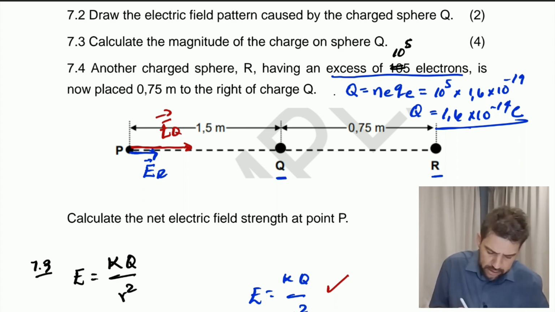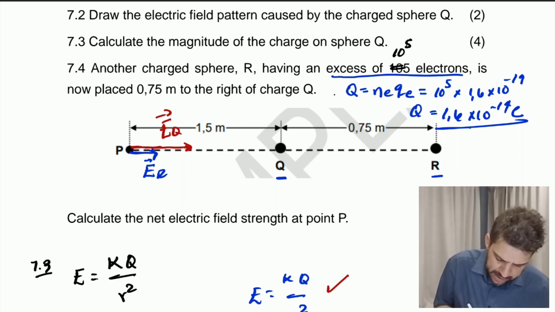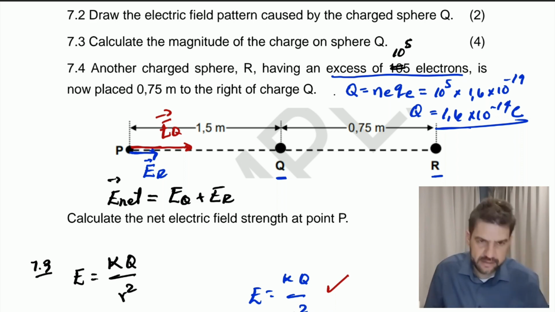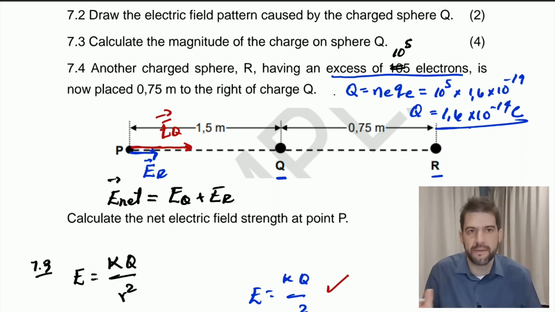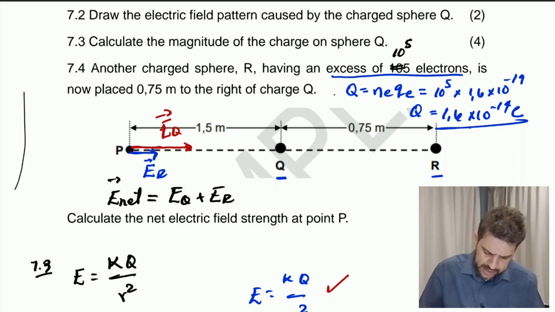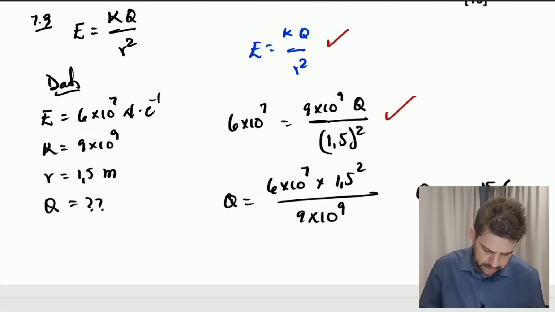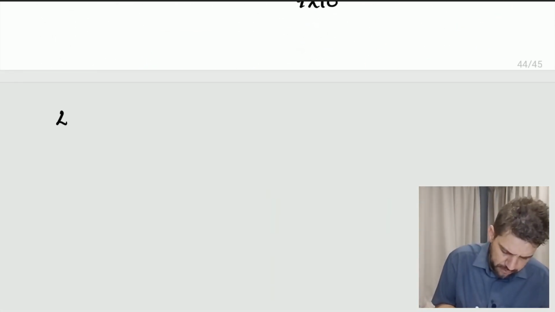So now, how do we calculate the net electric field? Let's write it down here. E net is equal to EQ plus ER. That is taking, let's say, right as positive, and the two of them are positive because the two of them are pointing to the right. So how do we calculate the E net? We can actually do it down here in this specific space, new page. This one is question 7.4. Let's do it real fast.